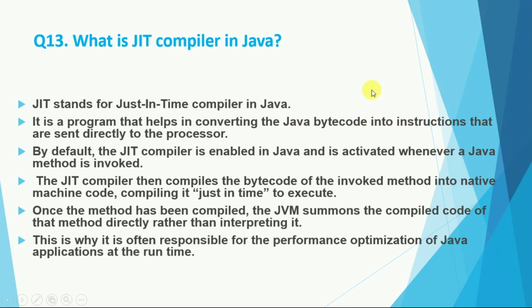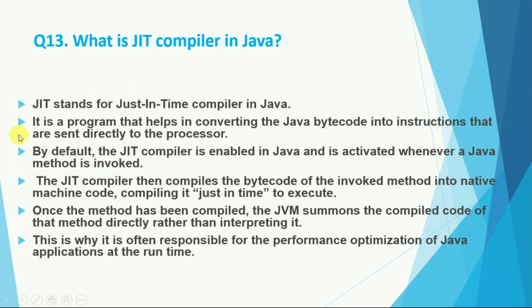There is a specific purpose for which we need to convert Java bytecode into instructions that are sent directly to the processor. By default, the JIT compiler is enabled in Java and is activated whenever a Java method is invoked. The JIT compiler then compiles the Java code of the invoked method and called method into native machine code, and compiles it just in time to execute. Once the method has been compiled, the JVM uses the compiled code of the method directly rather than interpreting it. This is why it is often responsible for the performance optimization of Java applications at runtime.